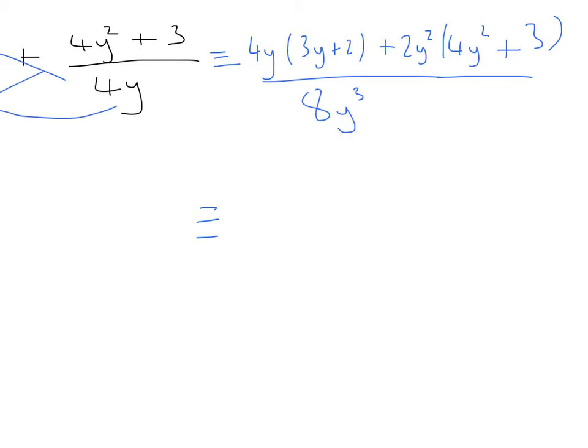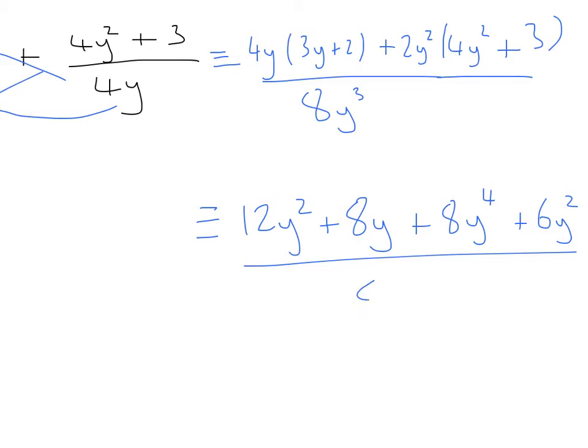As in the last example, we're going to expand the brackets to see if we can simplify this any further. So looking at this bracket first, we get 12y squared plus 8y. And then looking at this bracket, we get 8y to the power of 4, add 6y squared. And this is all over 8y cubed.